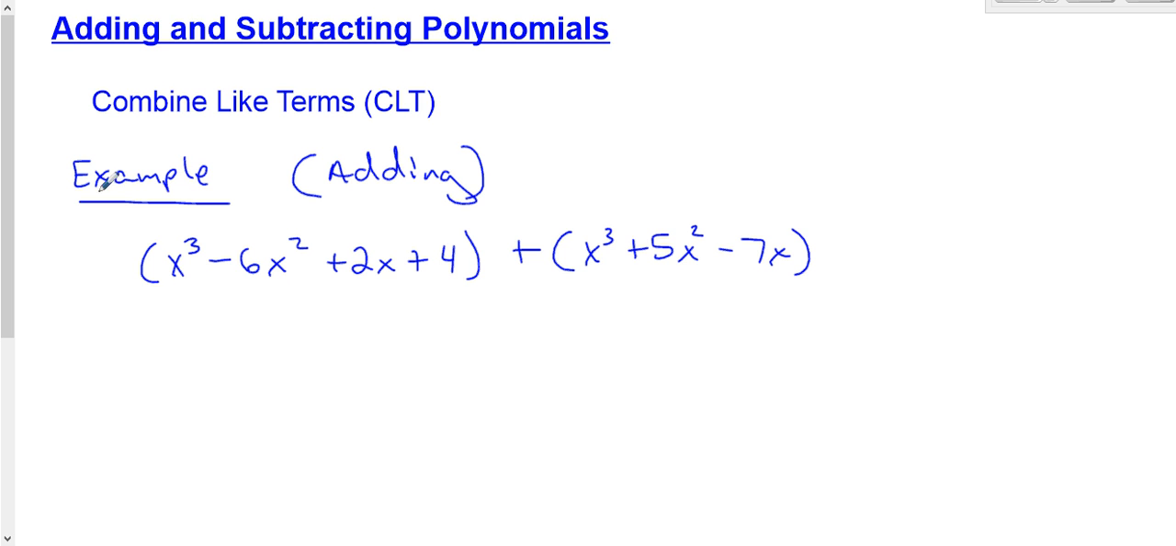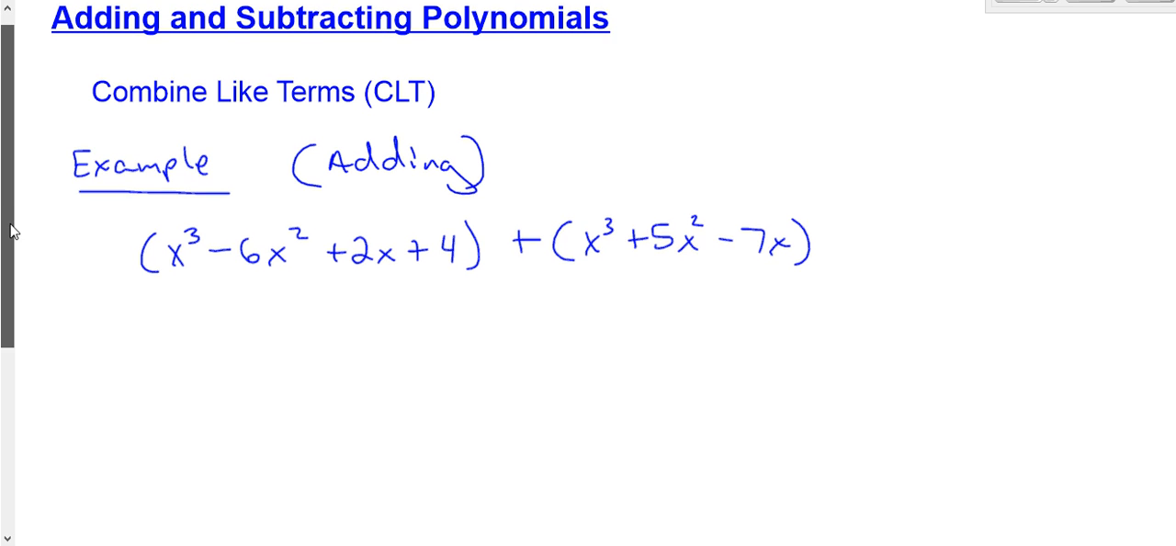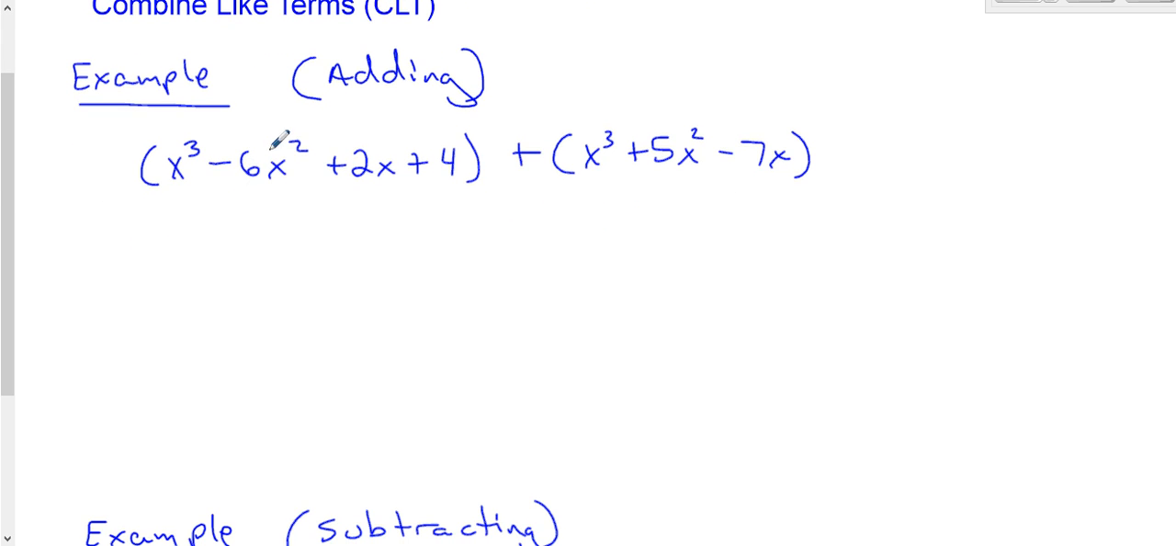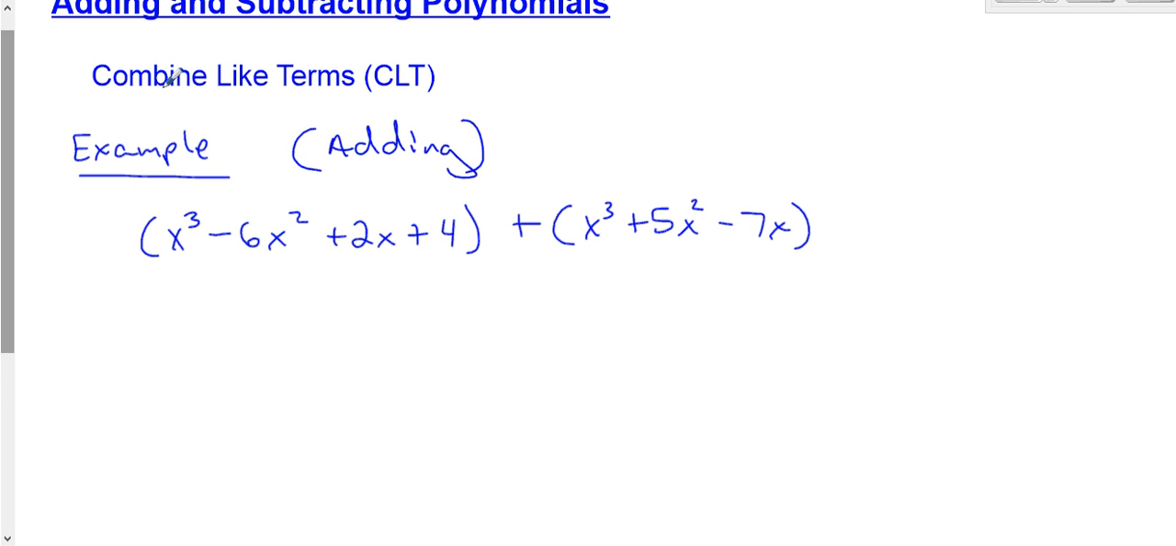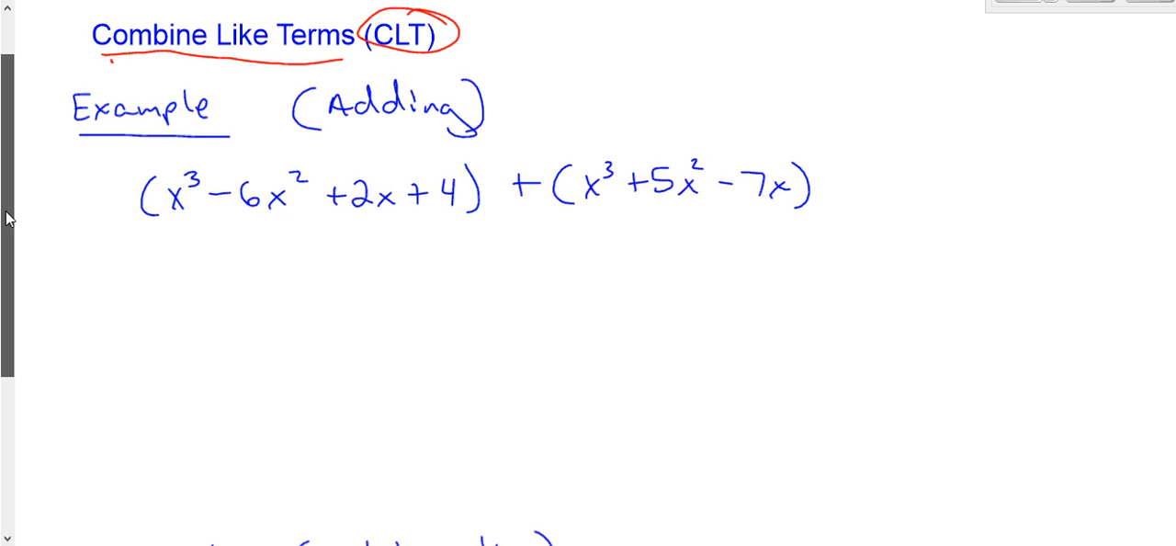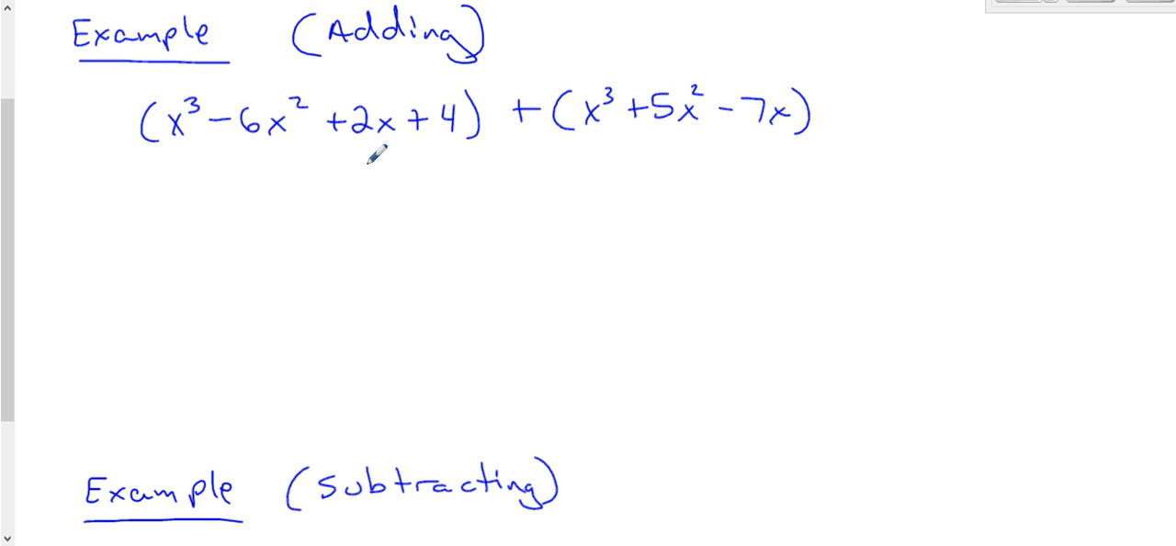Let's look at adding and subtracting polynomials. Here's an example of adding. When you add or subtract polynomials, you are combining like terms. I will use CLT as an acronym to just make it a little easier when I'm writing an explanation. So if I combine like terms, I'm going to line these up, and I can line them vertically and add them going down.